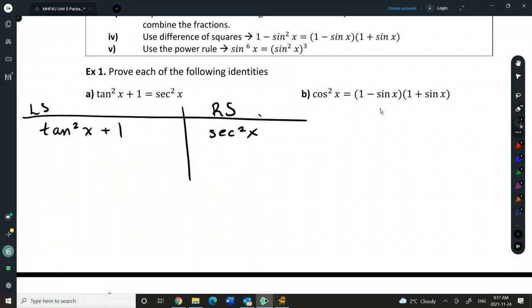So I set up a left side, I set up a right side. I will copy down what's on the left side of the equal sign. I'm going to copy down what's on the right side of the equal sign. That's just our setup. Okay, proper format.